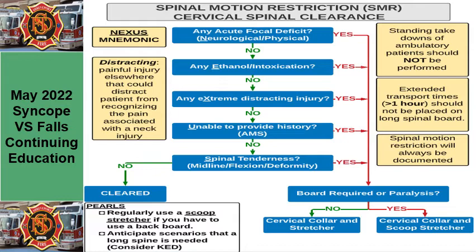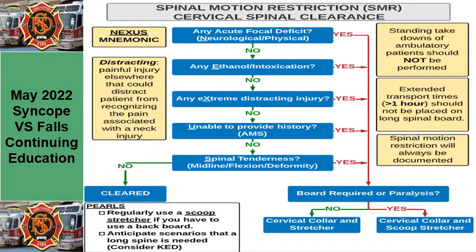So we can get away with a cervical spine collar now and then just putting them on a scoop or putting them onto the stretcher. Standing takedowns of ambulatory patients should not be performed. Extended transport times greater than an hour should not be placed on a long spine board, because all it takes is 45 minutes to an hour for mama or pawpaw to develop pressure ulcers.